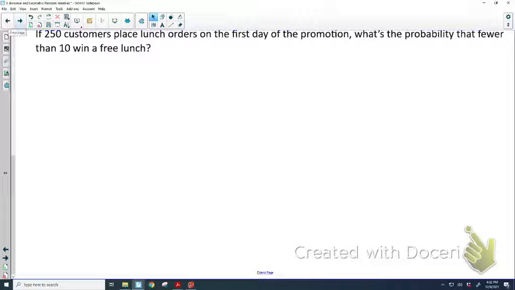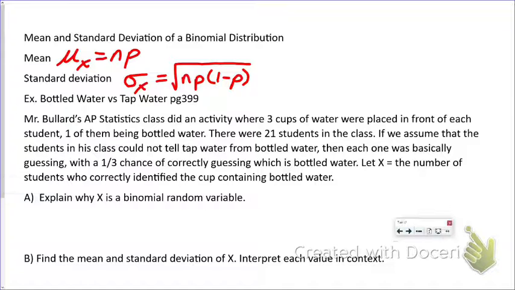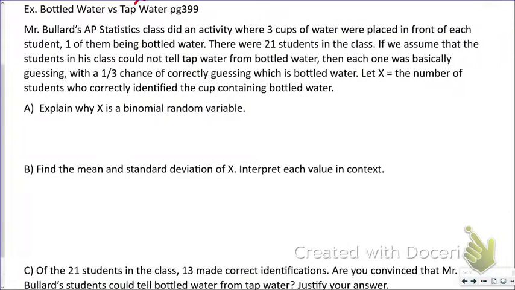All right, I think next is the mean and standard deviation of a binomial distribution. It's almost too good to be true. It's just sample size, or trials, times P. Standard deviation is almost just as easy. So let's give it a shot with this tap water problem. People are doing a taste test to see if they can determine if the water is tap or bottled. And we're letting X be the number of correct guesses.